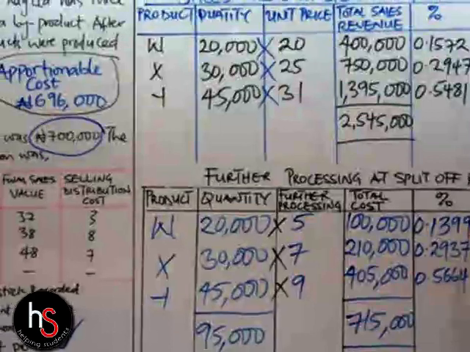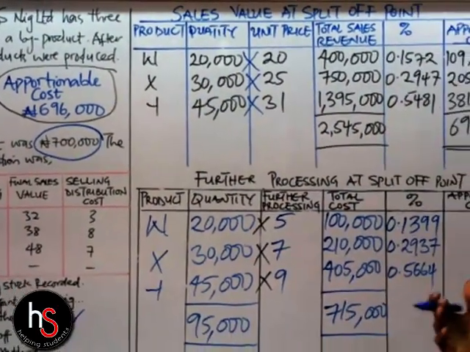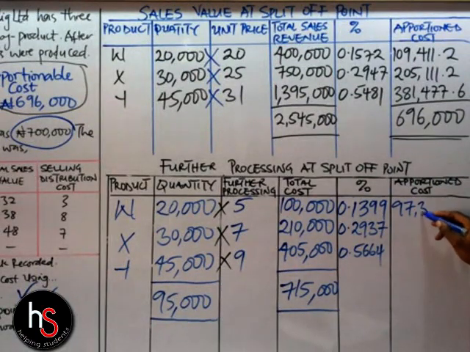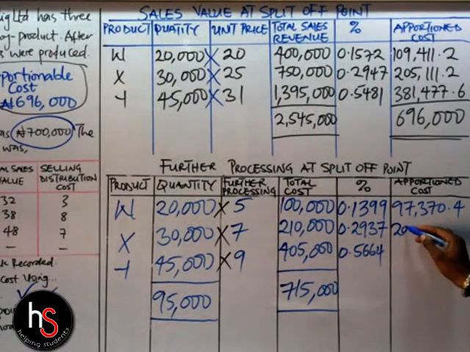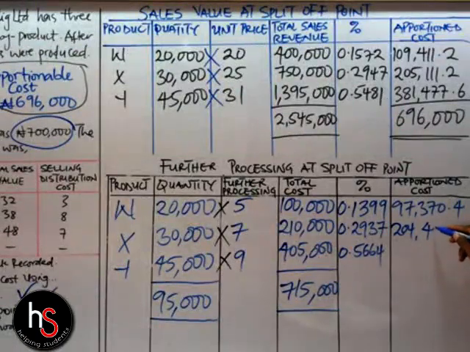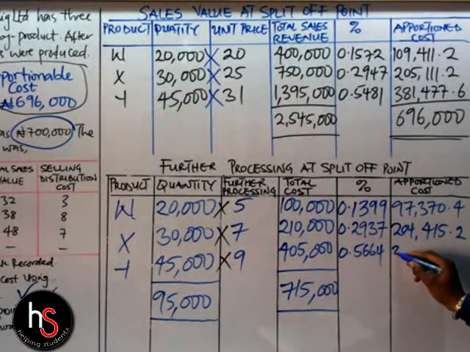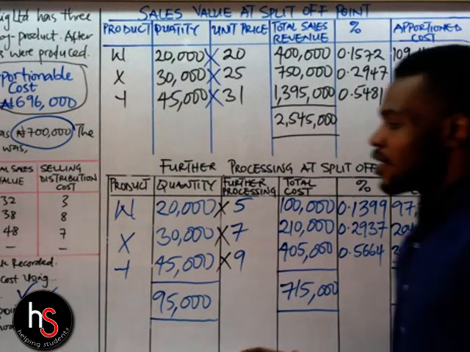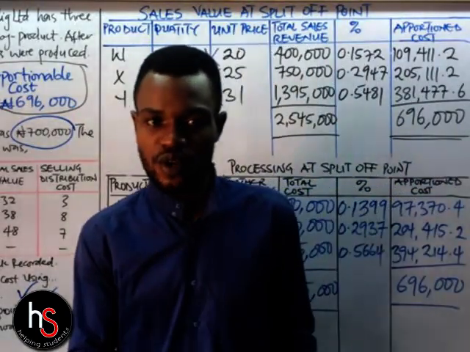Now, to get our apportioned cost, the same step again. We say 0.1399 multiplied by our apportionable cost. So the value we have here is what? 97,370.4. For the next one, we have 204,415.2. And for the last one, we have 394,214.4. The summation of everything here gives us what? 696,000.